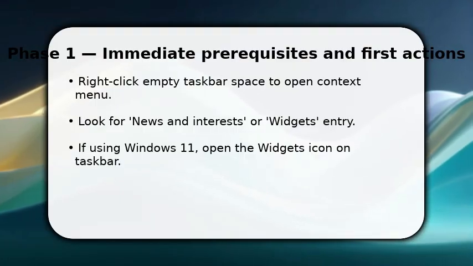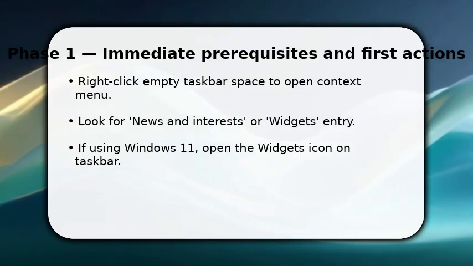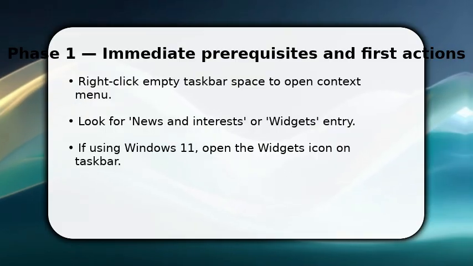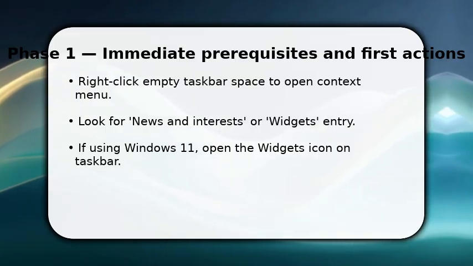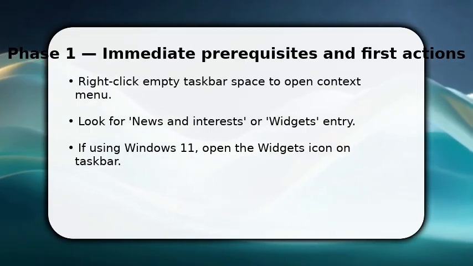You start by opening the exact control for the feature. Right-click an empty area on the taskbar and look for News and Interests or Widgets. Once the menu appears, hover to reveal options. This matters because different Windows builds label the feature differently.